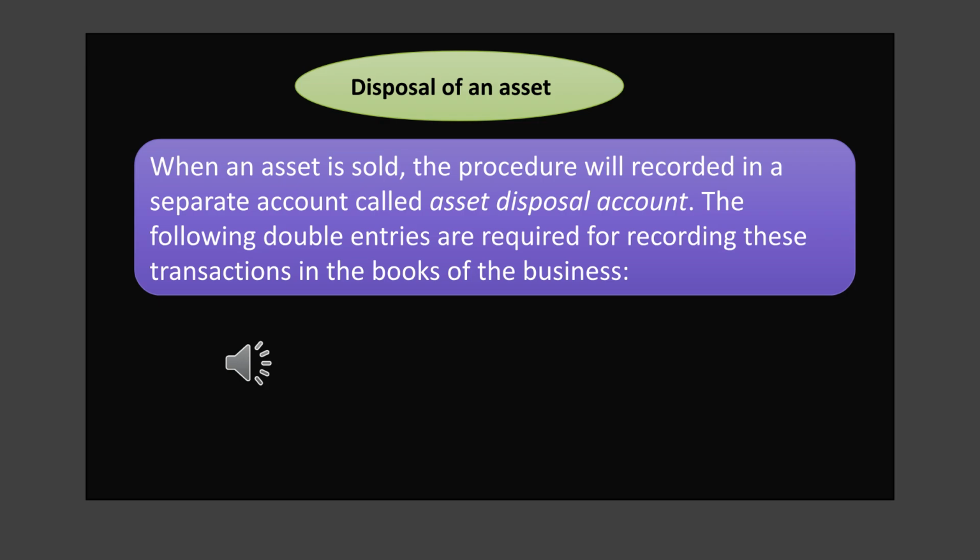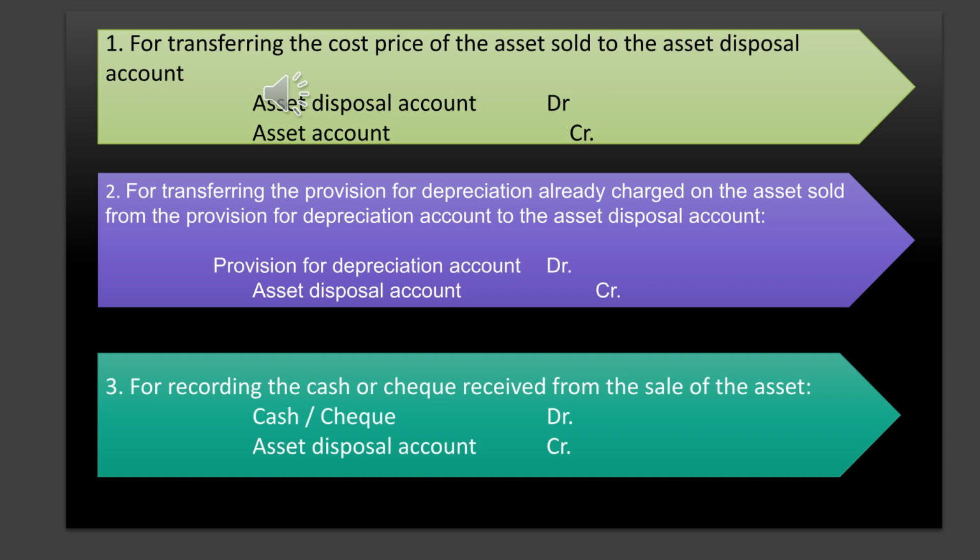When an asset is sold, the transaction is recorded in a separate asset disposal account. The next slides detail the required double entries for recording these transactions. First, transfer the asset's cost to the asset disposal account. Second, transfer the provision for depreciation to the asset disposal account. Third, record the cash or check received from the sale.